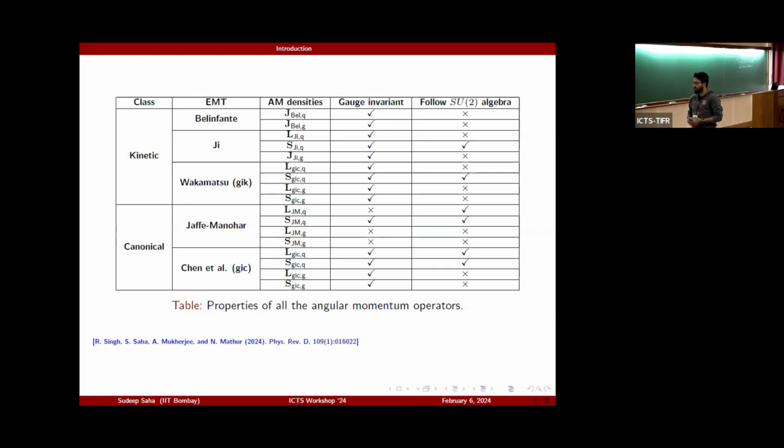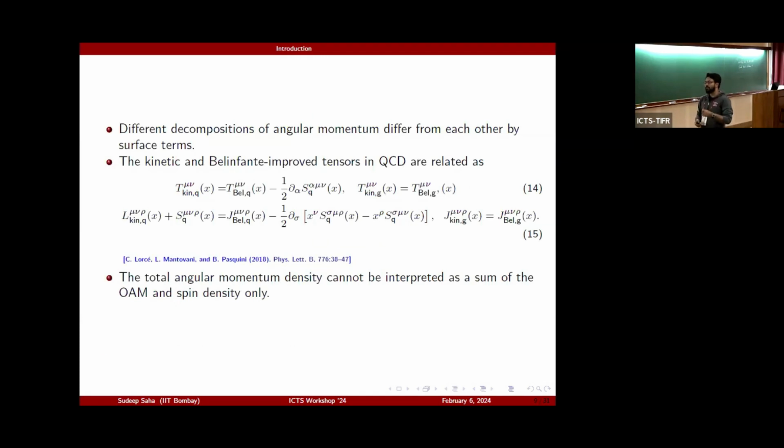Okay, so different decompositions of angular momentum give the same expression for the total angular momentum at the integrated level, because they differ from each other by a surface term. But this is not true at the density level. It has been shown in this reference that the kinetic total angular momentum tensor is not equal to the Belinfante total angular momentum tensor unless we add this surface term. So we need to consider the contribution coming from this surface term. Otherwise, we cannot interpret the total angular momentum density as a sum of orbital angular momentum and spin density only.